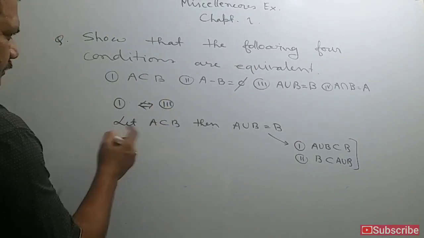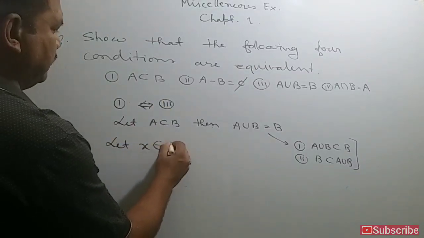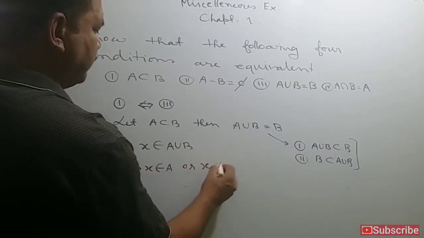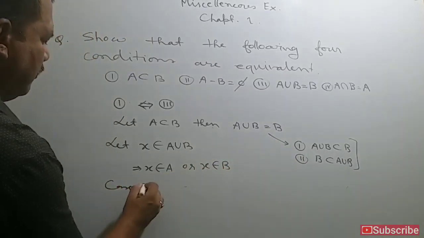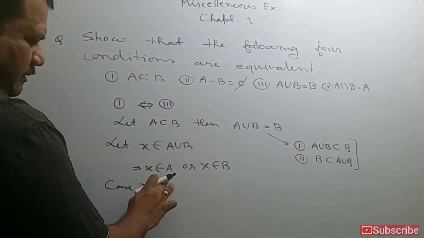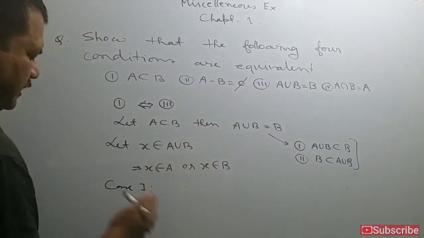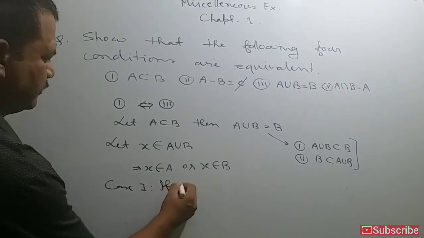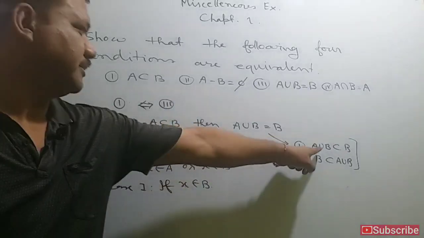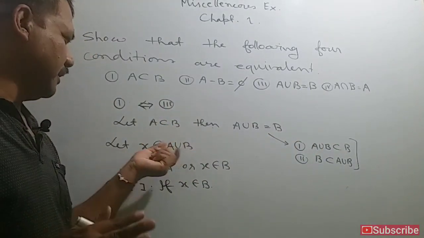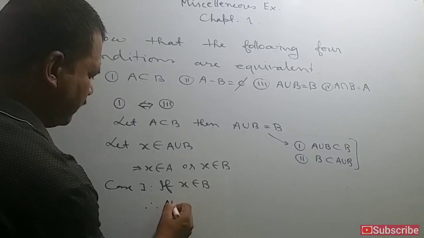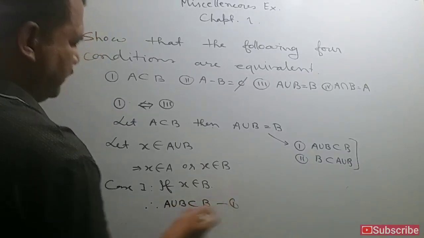So for that, let X belong to A union B. It implies X belongs to A or X belongs to B. Two cases are here, because X may be in this set B or here in A. So what happened in these two cases? Let's see. Case 1. If X belongs to B, then we are reaching our destination. Here X belongs to A union B, and those elements are in B also. So A union B is a subset of B. This is done.